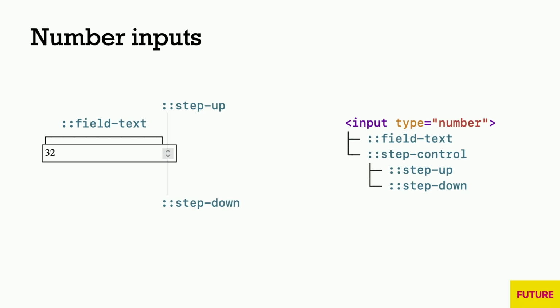And it's more relevant for number inputs than for text inputs, really. Step up and step down are the buttons to increase and decrease the value. And step control is a container around these two buttons.